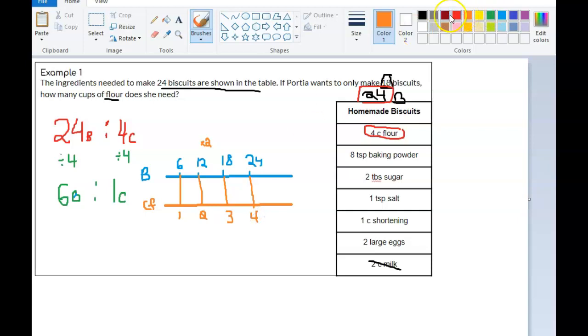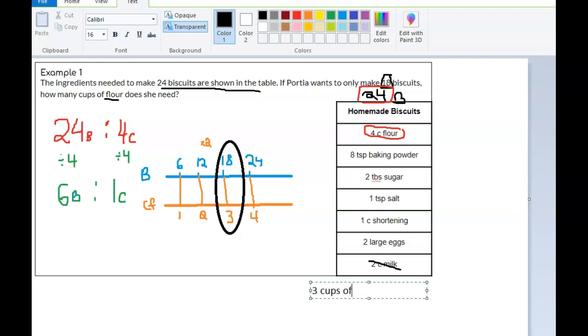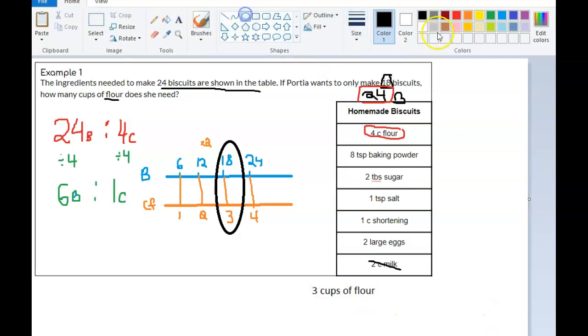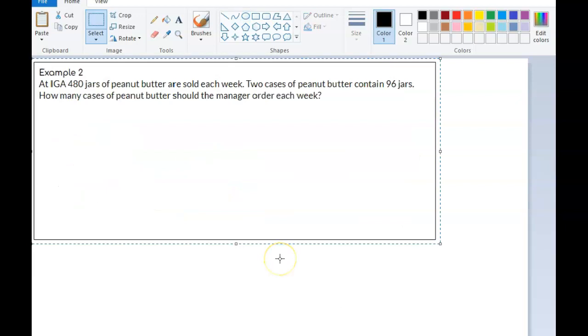Okay, if I go ahead and look over here, I'm looking for 18 biscuits. So I need to look at my blue line for my biscuits. Not 6, not 12, 18 right here. And if I look, I see that it goes with the 3 cups. So that's going to be my answer. 3 cups of flour. And I need to circle it so Miss West can find it later. And we are on to our last problem.